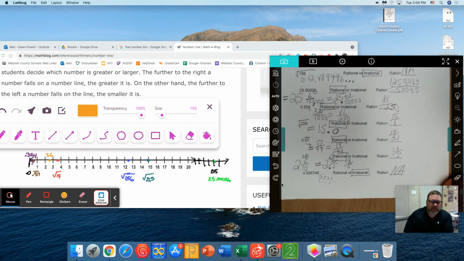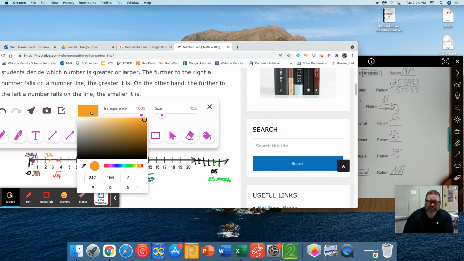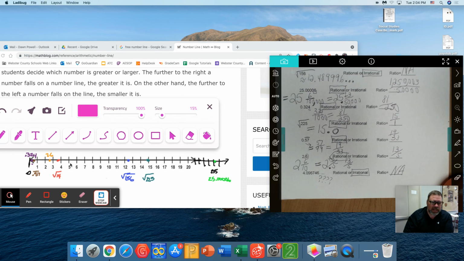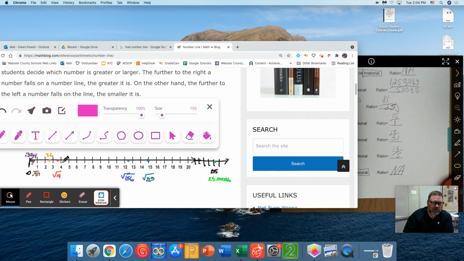Right. So I've got to try to find another color. Ooh, that's pretty. So I'm going to go a little over 4 because it's 4.09, and I'm going to get it real close to 4 here. And I'm going to put 4.09.